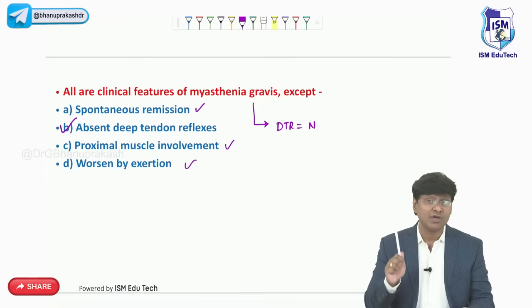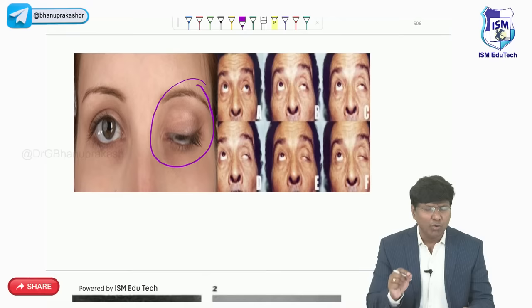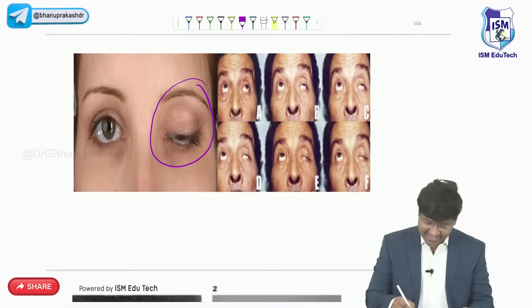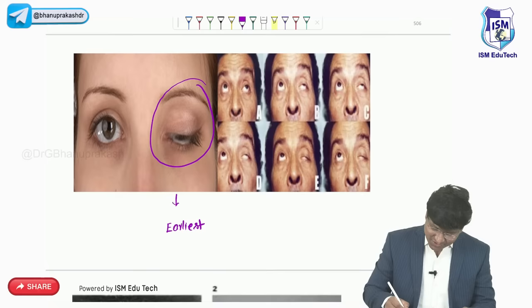Which are all the muscles which are affected? What is the earliest manifestation in myasthenia gravis? The earliest manifestation will be ptosis. Mostly it is asymmetrical ptosis. Occasionally it can be bilateral also, but mostly it is asymmetrical. Why is there ptosis? It is mainly due to involvement of the levator palpebrae superioris muscle.